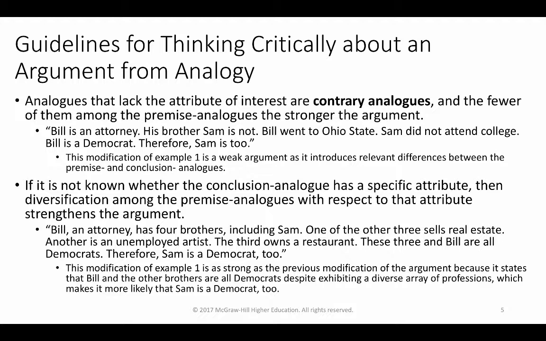In this next example, there are lots of differences between the brothers, but the fact that the four brothers being used as premise analogs are Democrats despite their differences makes for a pretty strong argument that the fourth brother is probably one too. Bill, an attorney, has four brothers including Sam. One of the other three sells real estate, another is an unemployed artist, the third owns a restaurant. These three and Bill are all Democrats. Therefore, Sam is a Democrat too. So as you can see, they're very diverse premise analogs, but they actually create a pretty strong argument.